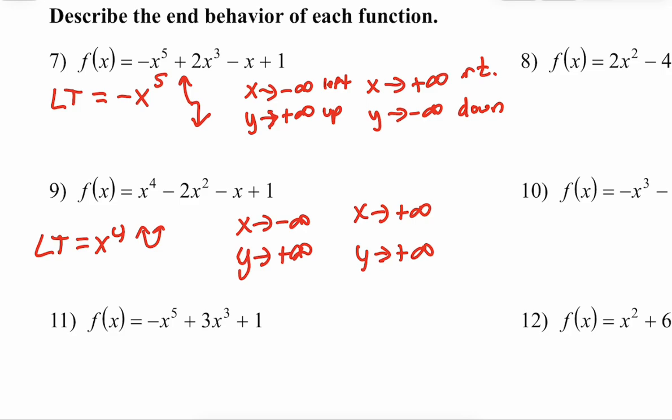Last one for these odd ones. Lead term is negative x to the 5th. The ends look just like number 7. The left end's going up, the right end's going down. My cubic has been flipped. That's why we learn those parent functions.